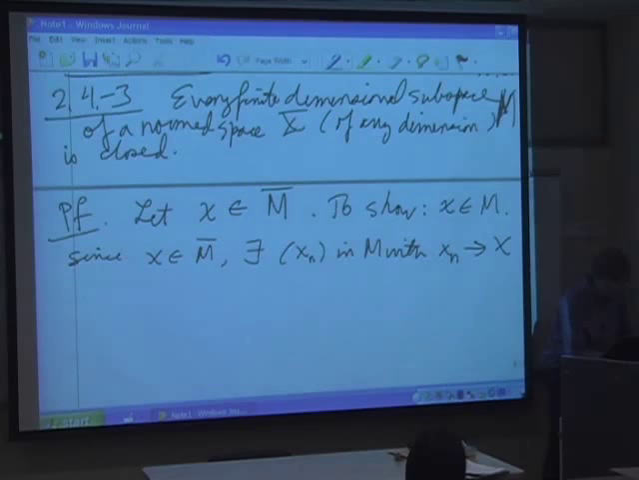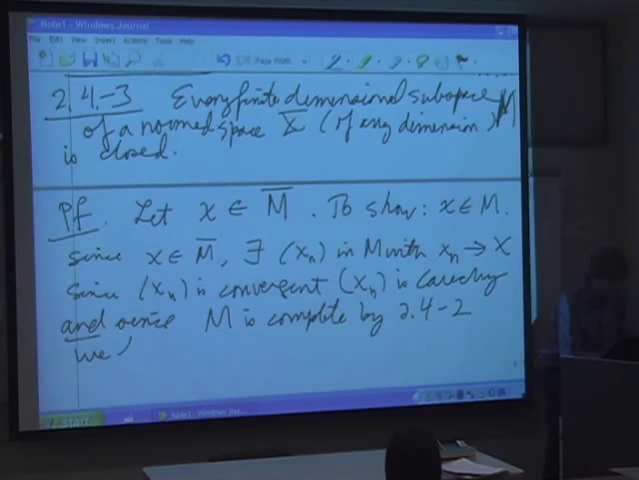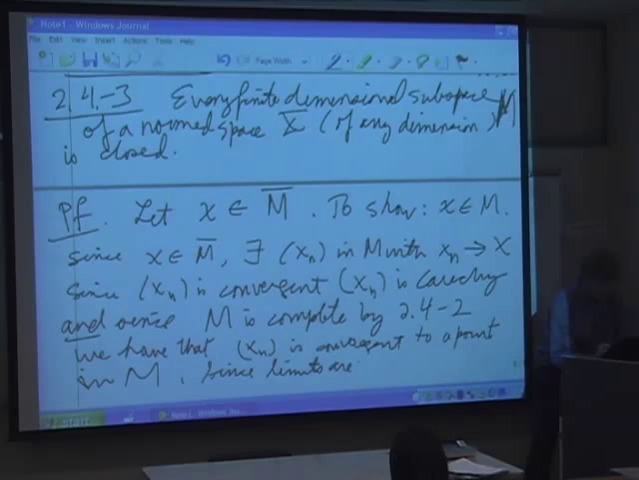Since Xn is convergent, Xn is Cauchy automatically. And since M is complete by 2.4.2, we have that Xn is convergent to a point in M. I don't name that point, but obviously that point has to be X. Limits are unique. Since limits are unique, there's only one norm here, X belongs to M. Okay, X belongs to M.